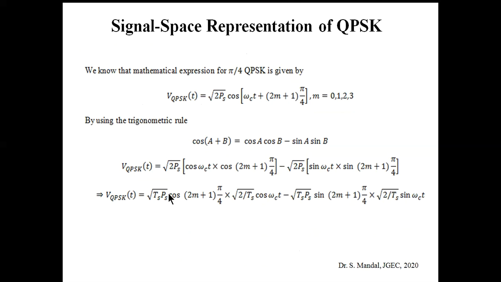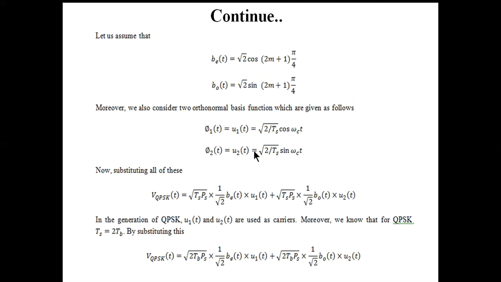So here you can see that this one is a carrier, cos ω_c t. There are two carriers; although they have the same frequency, they have a phase difference, and they are perpendicular to each other. So one orthonormal basis function will be related to cos ω_c t and another will be sin ω_c t. So we can assume one orthonormal function like this, u1(t) equals root 2 by Ts cos ω_c t, and another orthonormal function u2(t) equals root 2 by Ts sin ω_c t.